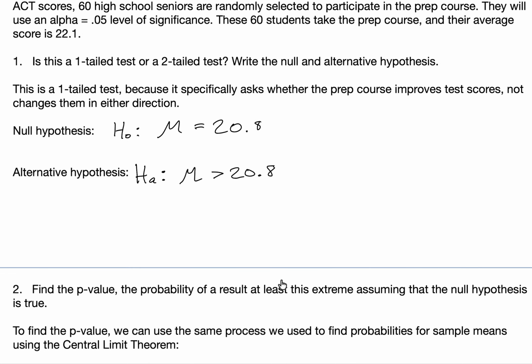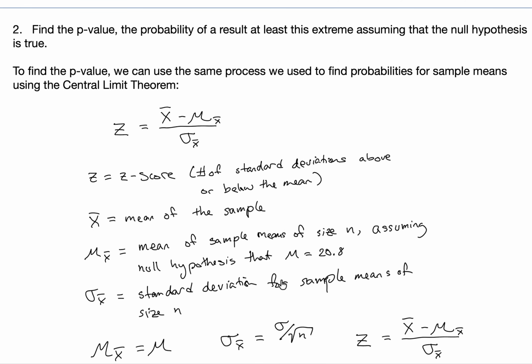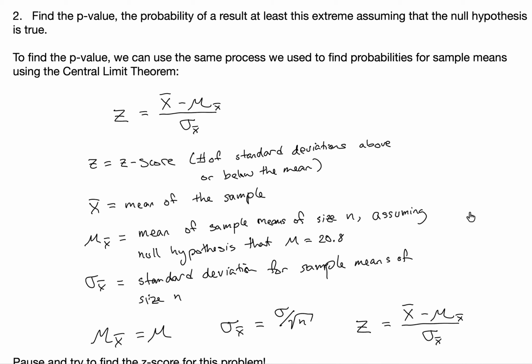Okay, so now let's talk about the process for part 2, for finding the p-value, the probability of a result at least this extreme, assuming that the null hypothesis is true. So to find the p-value, we're actually going to use the same process we did before in this course, where we found probabilities for sample means using the central limit theorem. That's where we did a z-score, and our z-score was the mean of the sample minus the mean of the population divided by the standard deviation of the population. And the mean of the sample is that 22.1, the sample of those 60 students.